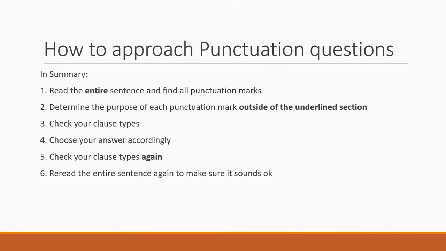So I'm going to put that all together in one slide here because I know that was a lot. Here are the 6 steps on how you want to approach those punctuation questions. Read the whole sentence, find all the punctuation marks. Figure out what all of them are doing, starting outside of your underlined section, then you can look in your underlined section. Then you want to check your clause types because that's going to determine which one of these punctuation marks can I use. Pick your answer based on those 3 things you just did. Once you have your answer, check your clause types again, make sure nothing changed, and then plug it in and reread the whole sentence just to make sure it sounds okay. That's it. That's all the core punctuation.